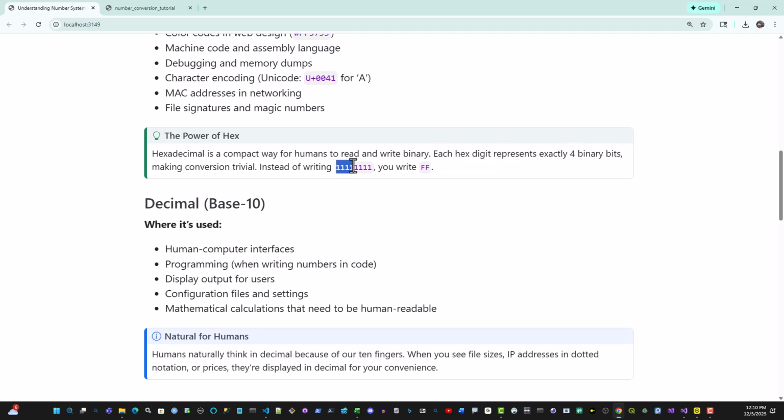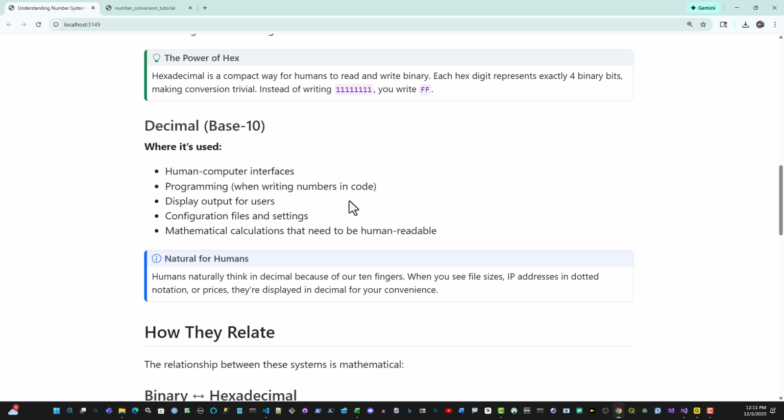Here's an example. There are exactly 4 bits in a hex digit, so this is a hex digit and this is a hex digit. Therefore, there are 4 bits in each. So you have 1111 and you have 1111. Therefore, that's an F and an F. This is binary and this is hex. And then you have decimal. Decimal, of course, is mostly for user purposes. You display it and print it out, and in programs you write numbers. You don't write hexadecimal or binary representations.